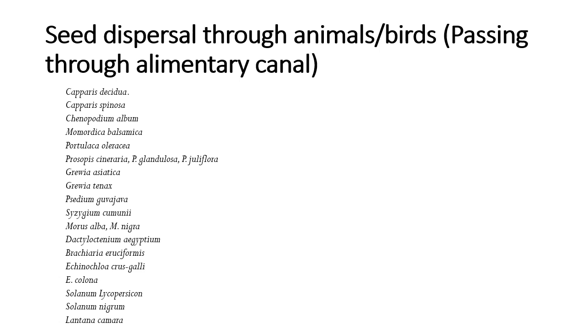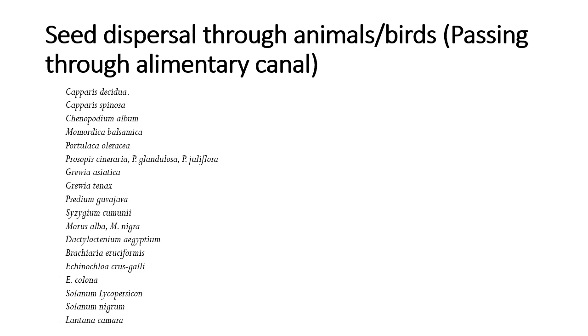And through passing the alimentary canal, the dung as well as feces which are dropped in different areas, in this way they are dispersing to wider distant areas. So this is a list of species including Capparis decidua, Capparis spinosa, Chenopodium album, Momordica balsamina, Portulaca oleracea, Prosopis species.